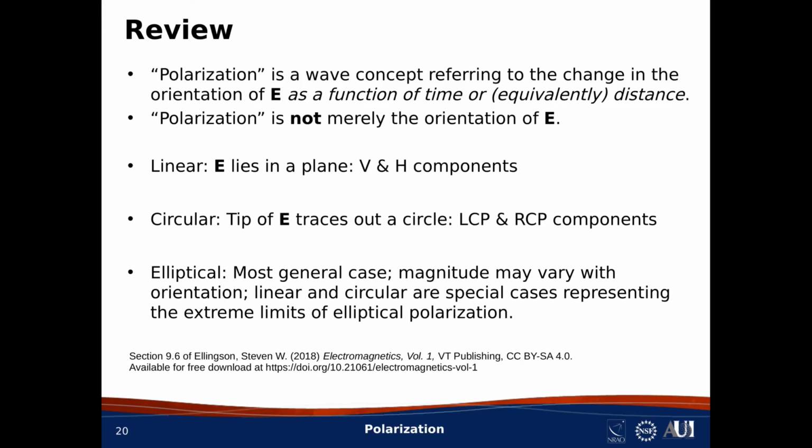We have linear polarization if the electric field vector is confined to a plane, and we explained how any linearly polarized wave can be viewed as the sum of arbitrarily defined v and h components. We have circular polarization if the electric field vector rotates while maintaining constant magnitude. And we explained how any circularly polarized wave can be viewed as the sum of LCP and RCP polarized components. Finally, we have elliptical polarization. The electric field vector rotates, but does not necessarily maintain constant magnitude. And we explained how this is actually the most general case, and how linear and circular polarization are merely extreme special cases of elliptical polarization.